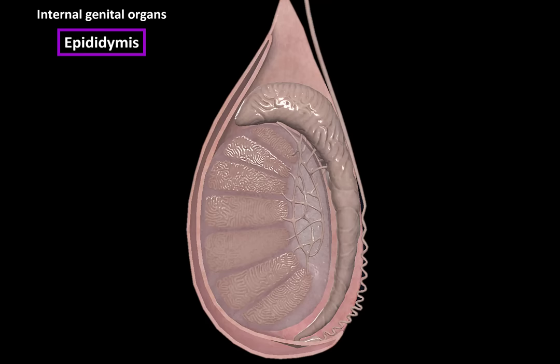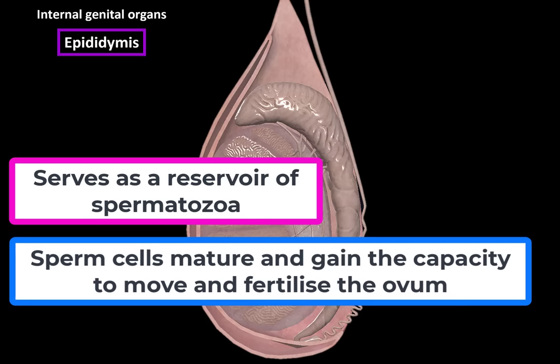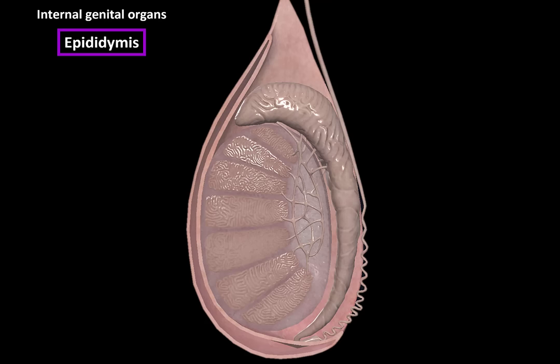So the sperm cells mature within the epididymis, and it's provided with nutrition by the epididymis, so that they gain the capacity to move and fertilize the ovum. In reality, spermatozoa spend 10 to 12 of their total 72 days of maturation within the epididymis.